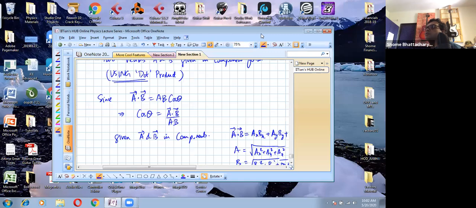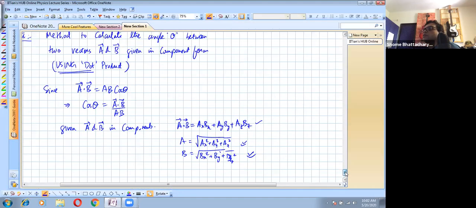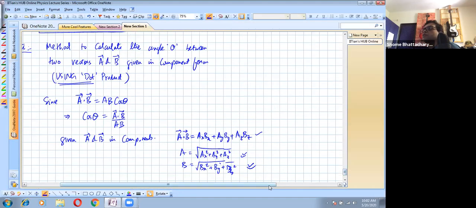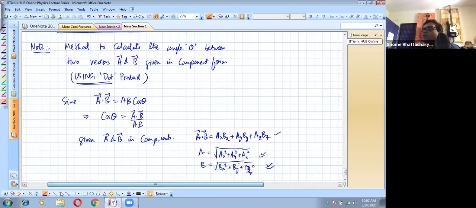Just a minute. So this is the method that from now onwards we will prefer for calculating the angle between two vectors when the vectors are given in component form. This will be the preferred method. And as you can see, this method works even for 3D, whereas earlier anything we have developed as a method cannot be used for 3D.